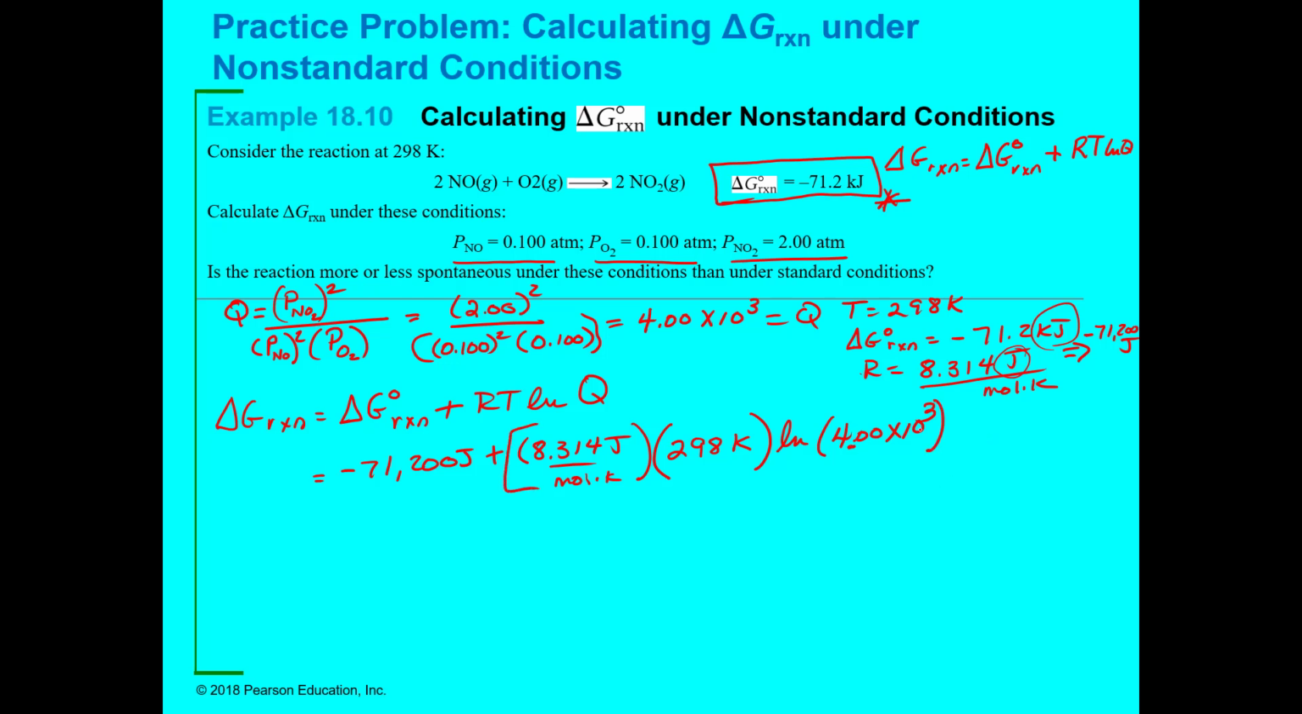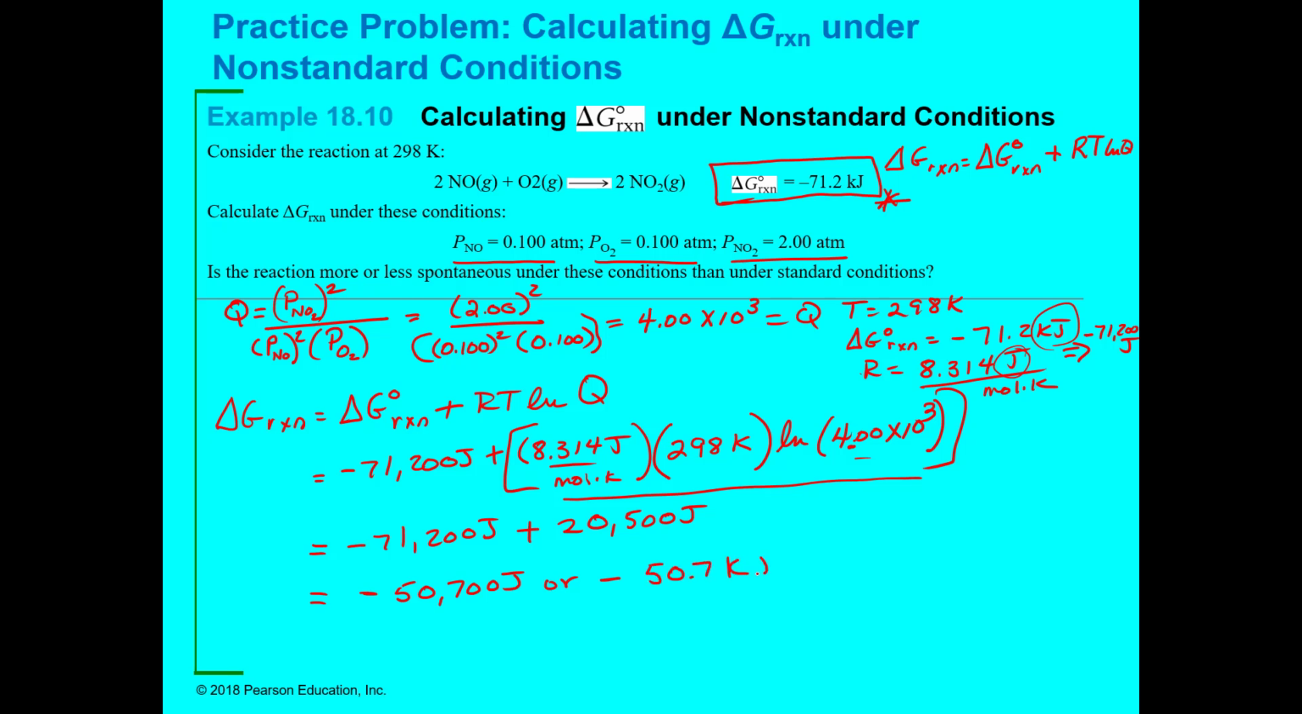All right, so this is like my correction factor. Okay, it's my correction factor. So when I put that in my calculator, I'm going to get a negative 71,200 joules plus, and you got to be super careful, I'd do your natural log thing first and then multiply it by those two numbers. You should get 20,500 joules. So that's going to equal a negative 50,700 joules, or a negative 50.7 kilojoules.